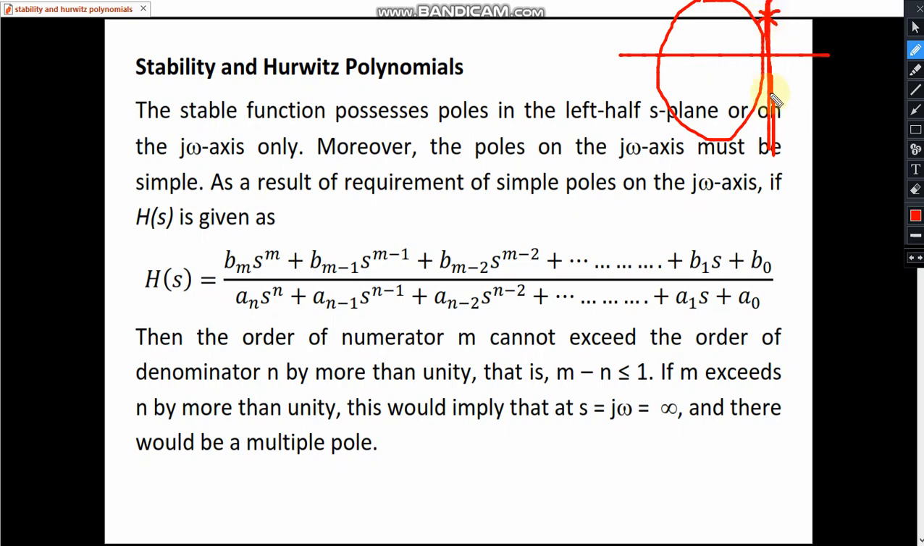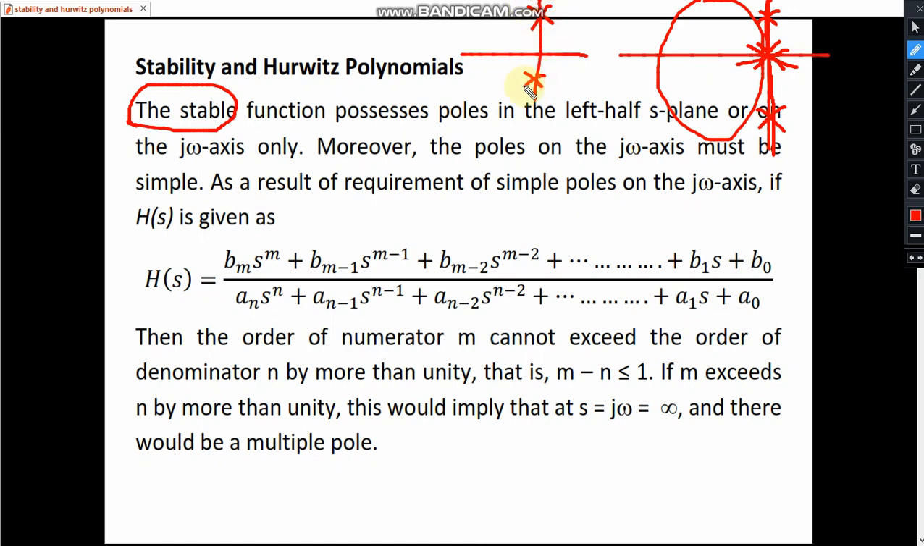These poles must be simple like this. There should not be more than one pole at the same location. Suppose we are having a pole, then this is okay. But if we are having one more pole here, then the system will become unstable. So here in this term stable, we have included a stable system as well as marginally stable system.